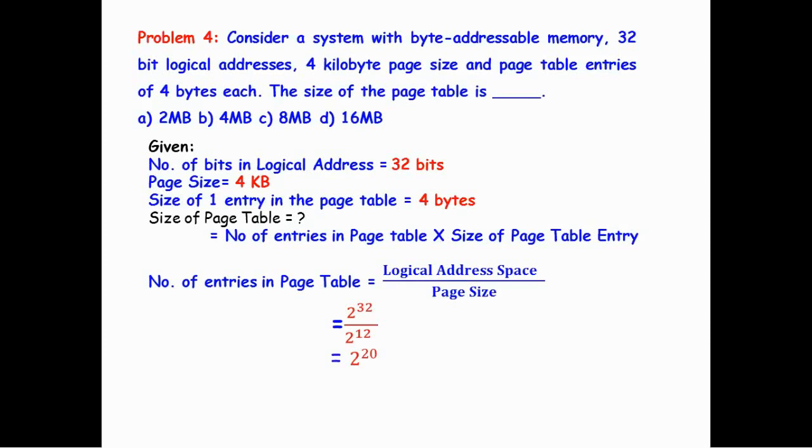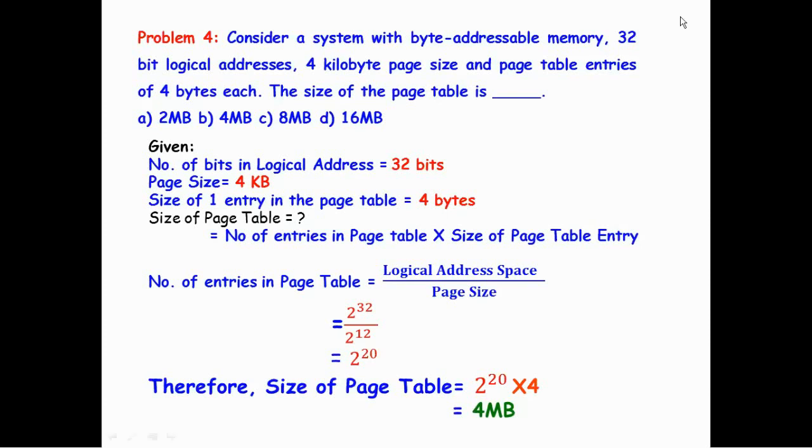But we need to find the size of the page table. Size of the page table is equal to number of entries in page table, that is 2 power 20, into the page table entry size, which is given in the problem. It is given as 4 bytes. So multiply 2 power 20 into 4. So this is nothing but 4 MB because 2 power 20 is 1 MB. Hence 1 MB into 4 is equal to 4 MB. So this is how the calculation is done for the given problem.